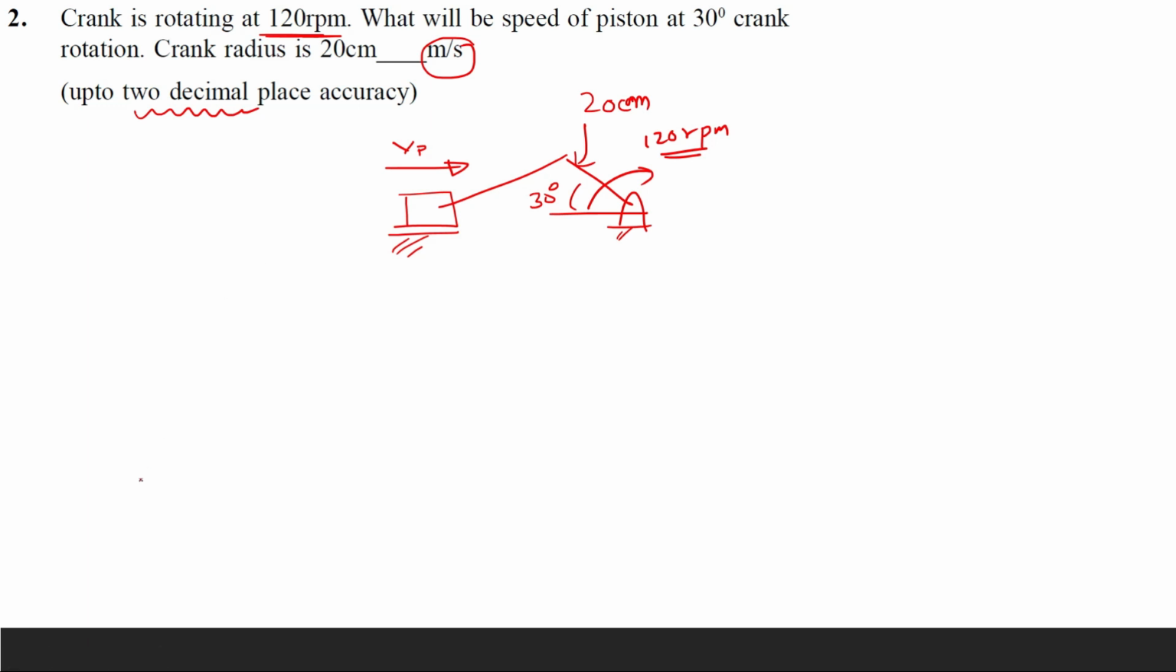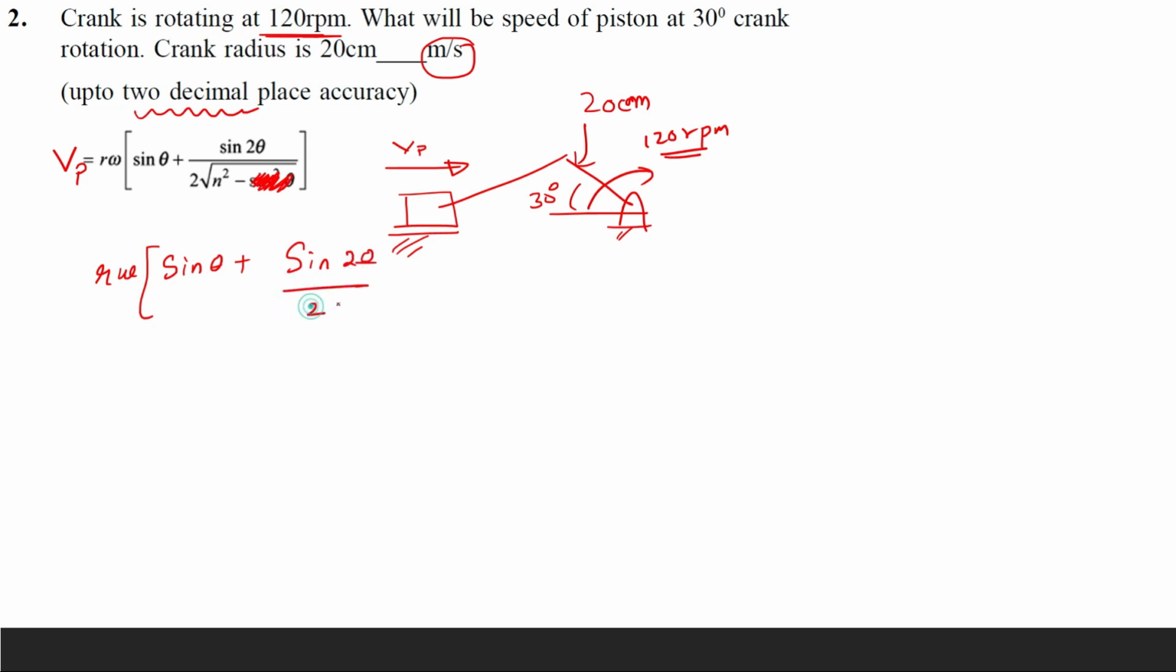So there is again a relation for calculation of velocity. Here you can see this is the relation. You have to remember the relations for calculation of velocity, displacement and acceleration of the piston. Directly formula-based questions are framed every year in the GATE exam. Now again L is not given, so again you have to neglect this approximation. If you neglect this, it becomes r omega (sin theta plus sin 2 theta divided by 2n).